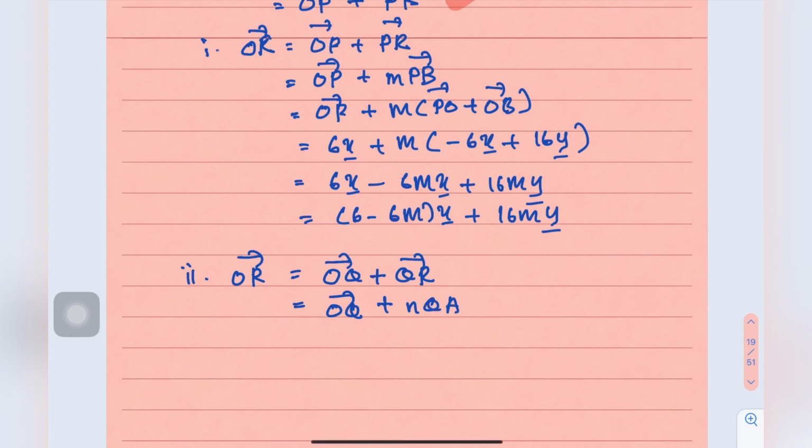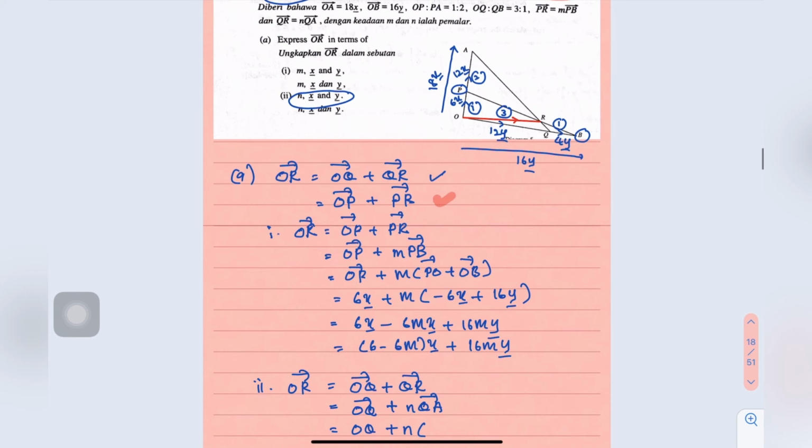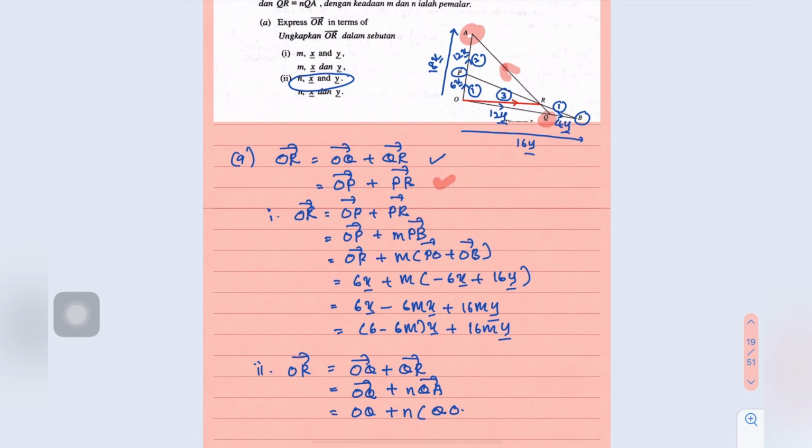QA, okay, let's see how to go from Q to A. From Q to A is QO plus OA. Tengok sini, Q nak pergi A, macam ni. So meaning that QO plus OA, and we put the arrow of vector.